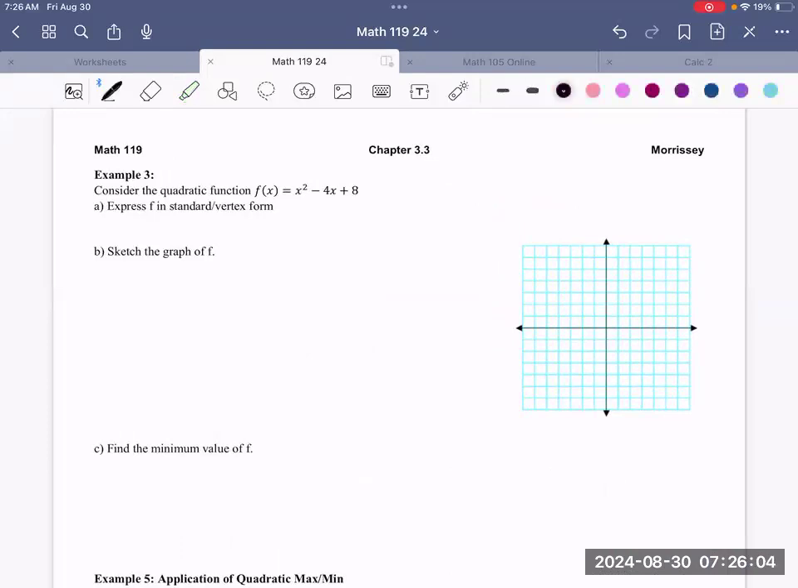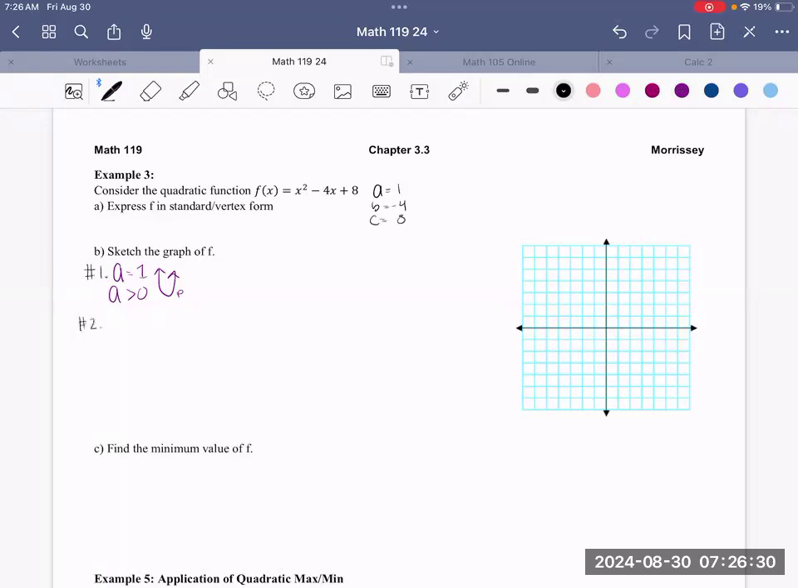All right, so first off, we want to figure out what your A is. Your A, if it's not showing, is going to be 1. So that being positive, we're going to be concave up this time. And maybe you want to say A is 1, B is -4, and C is 8.